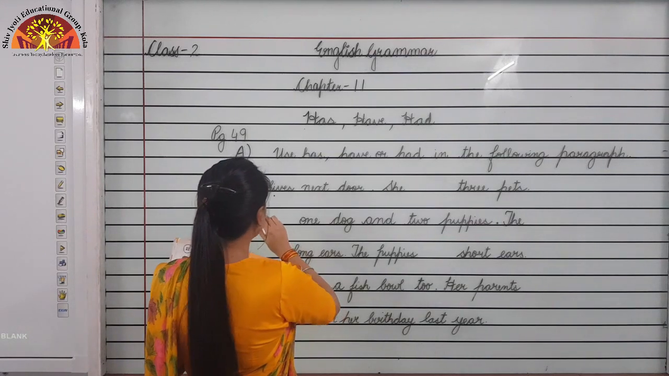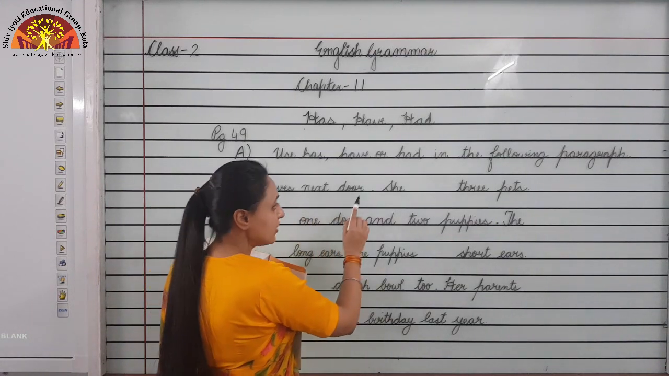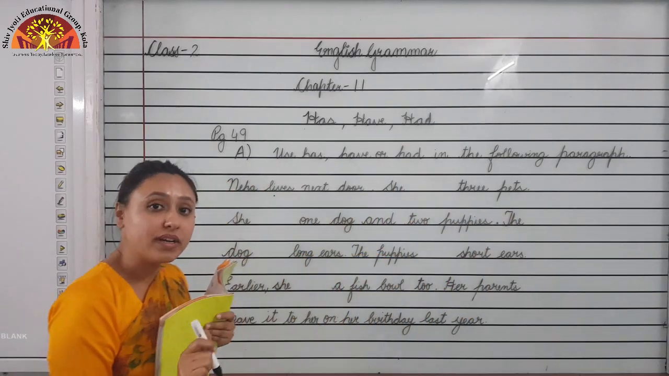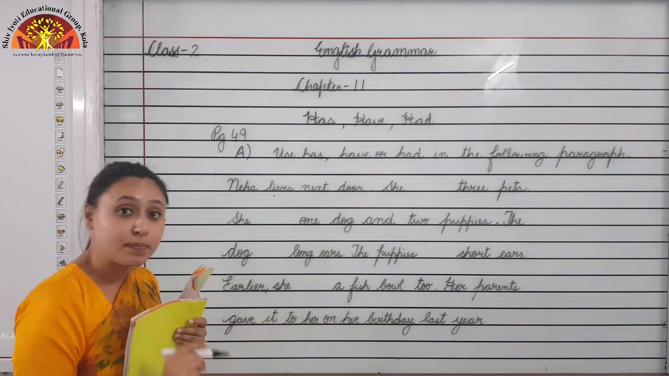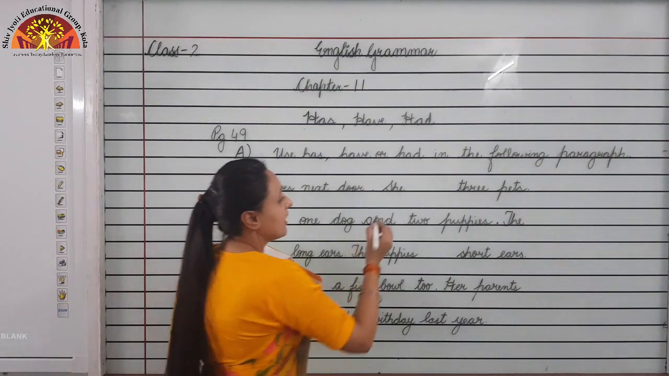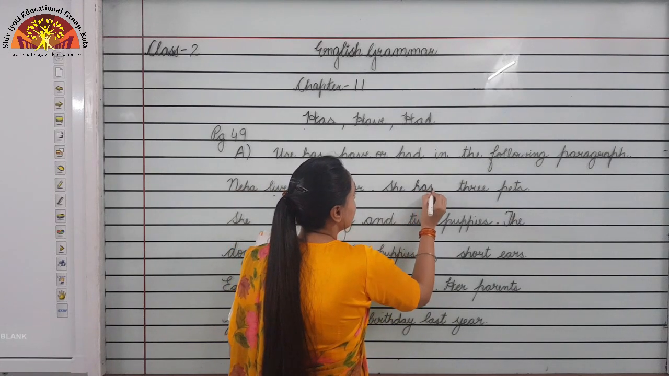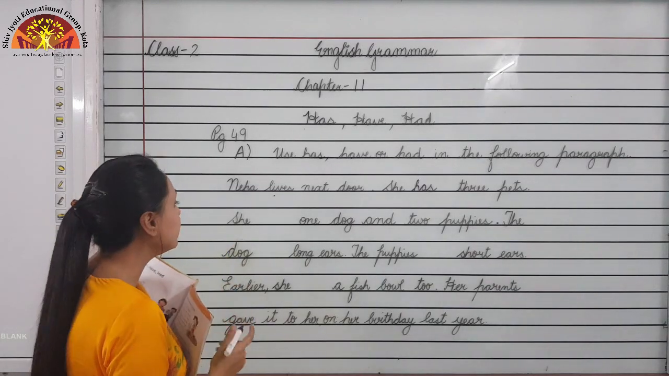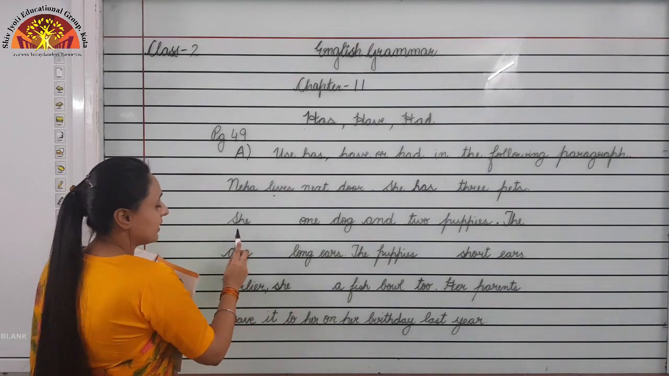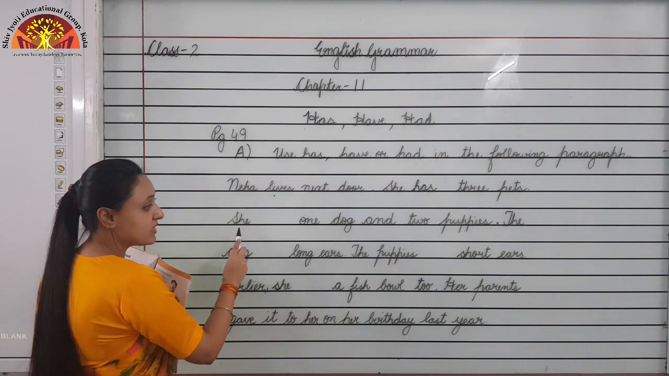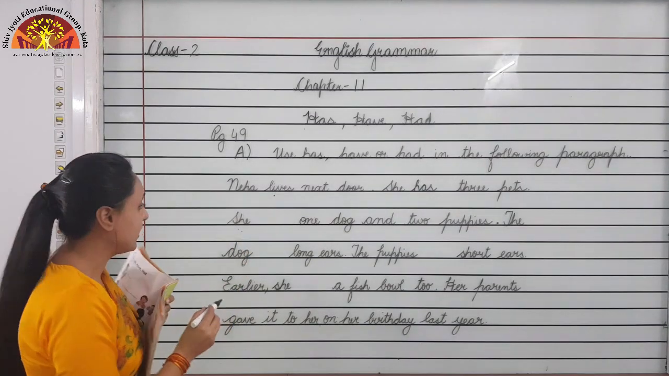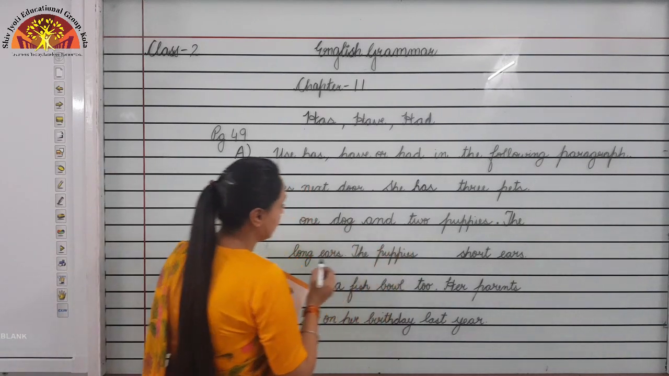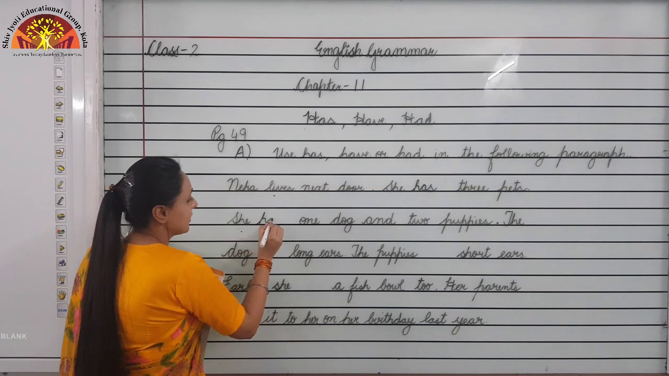Now let us move further. Neha lives next door. She dash 3 pets. Here we are talking about one girl, Neha, and it is in present tense. So what will come? Has will come, because we have learned that we use has with he, she, it and all singular nouns. Okay children. Now let us move further. Here again we are using she, and we are talking about present tense. She dash 1 dog and 2 puppies. So what will come here? Has will come here. Okay.